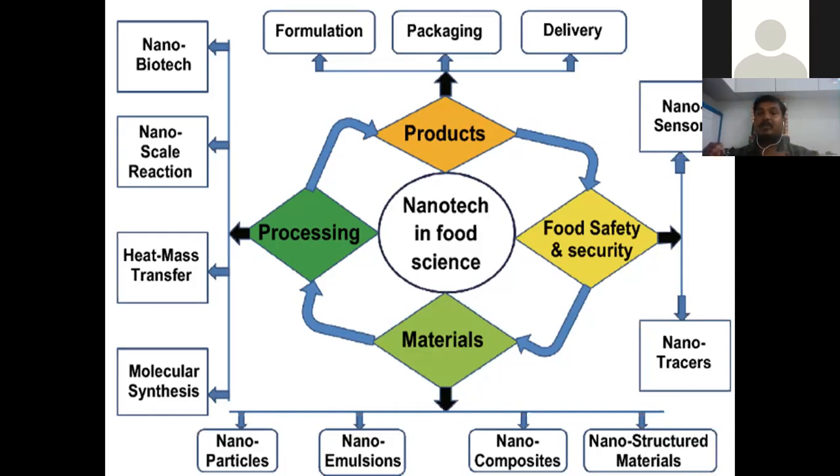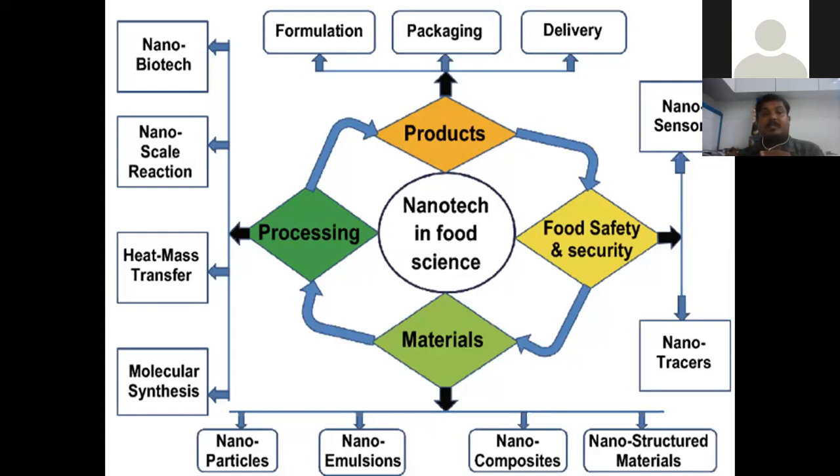Like in food safety and security, nano sensors, nano traces, and in the coming days some development is there. We also applied for a project in MOES, Ministry of Earth Science, on nano sensors. It is a small chip-based material we are planning to develop. By using this, you can visit any shop, and if people are using some fertilizers on vegetables, we will analyze how much chemical is there on the surface of that food material. And in food science and technology, nanoparticles, nano emulsions, nano composites and nano structured materials are used.